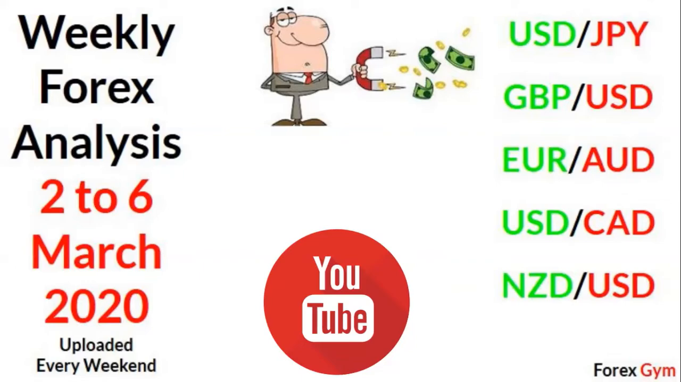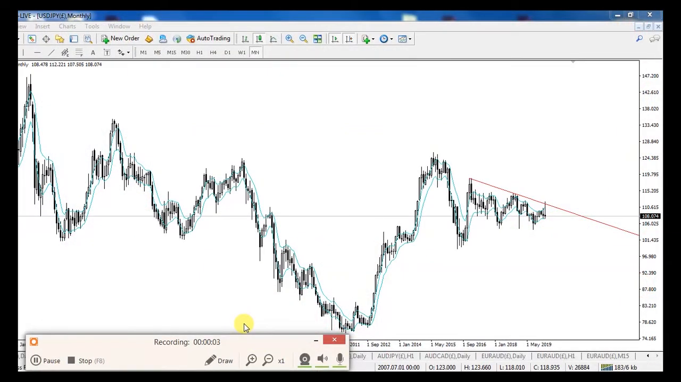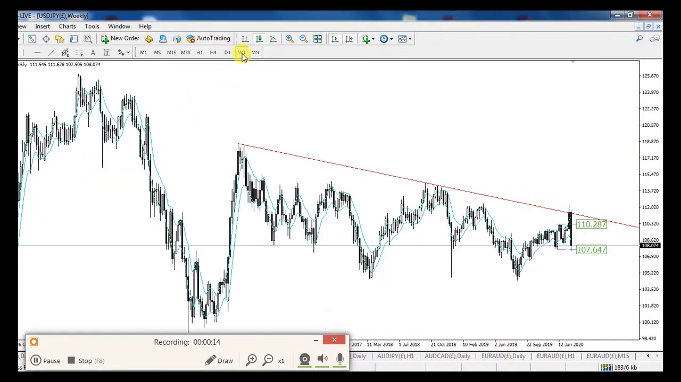the US dollar against Japanese yen. And we're starting off with the monthly chart of the US dollar against Japanese yen. As we can see, the price came up to this monthly trend line, tested it, tried to break it, but then it failed, and it has this aggressive move towards downside.